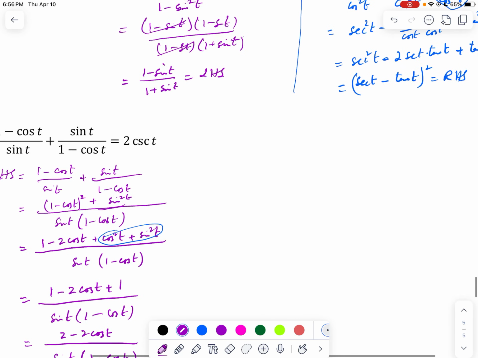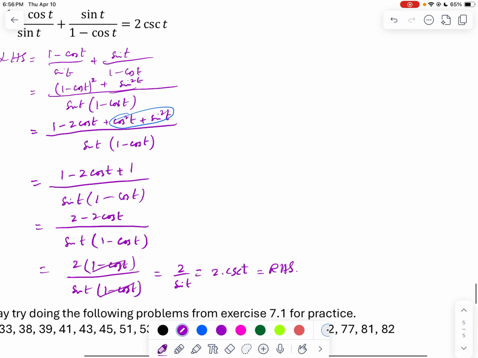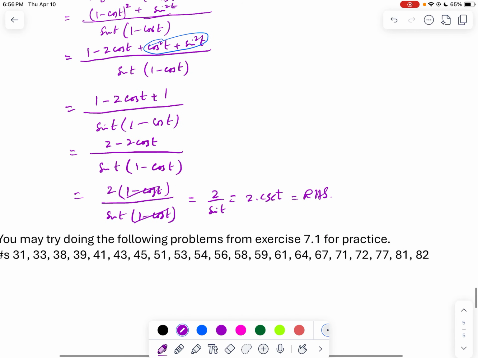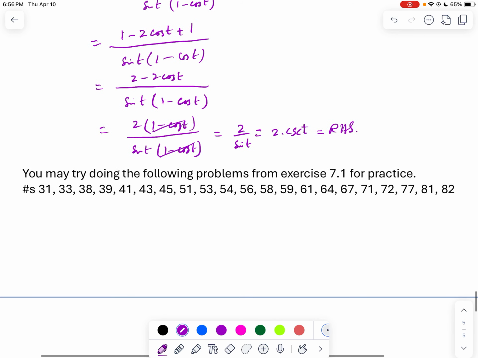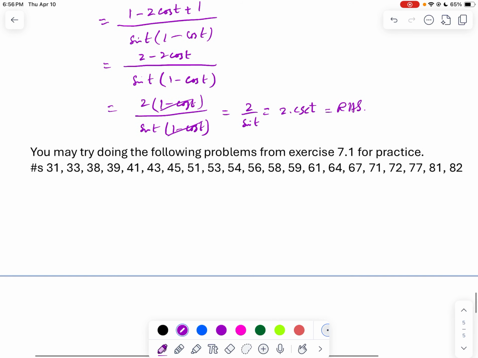So this is how we verify the identities. Now this is something that you again practice. There are a bunch of problems in 7.1 for you to practice. You don't have to do all of them, but please do try a few of them. There is always one question where you have to verify the identity.